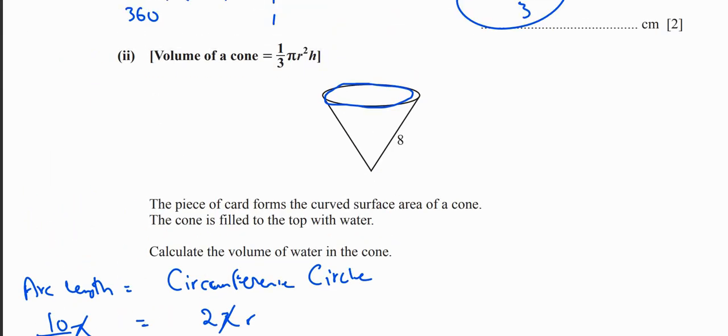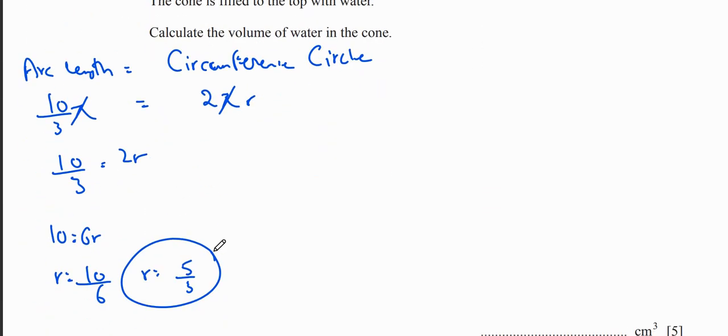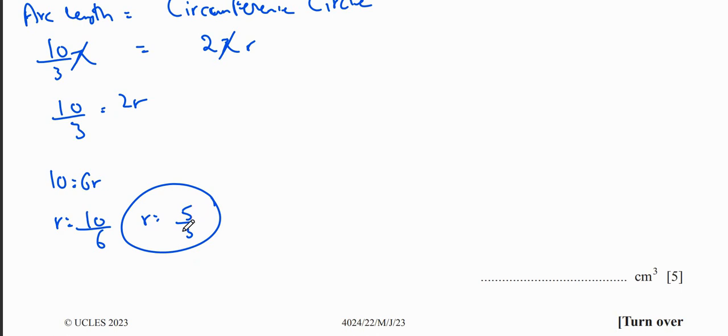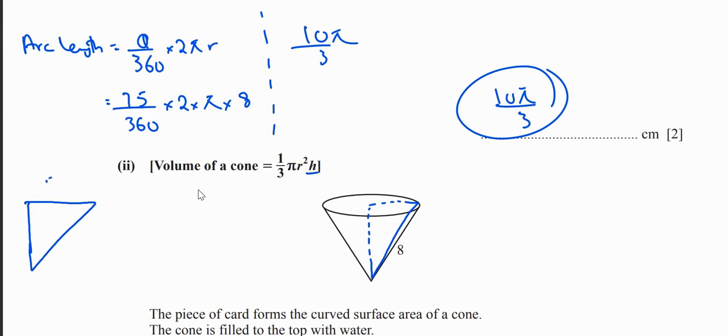Now if we go back to the question, look, we found the radius but we don't have the height. So if you look at the question, if I make it like this, it turns out to be a right angle triangle like this. So the radius is 5 upon 3, sorry. The slant height is 8. We need to find the normal height.